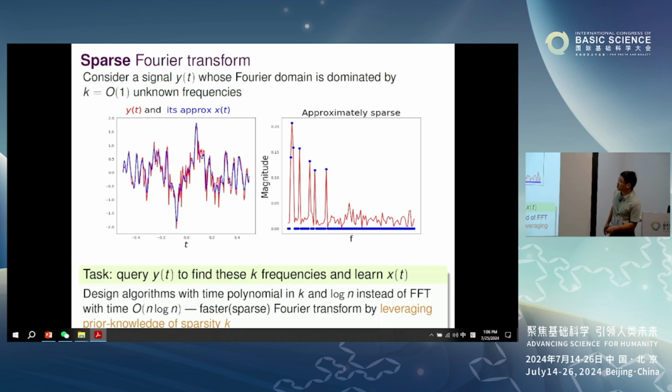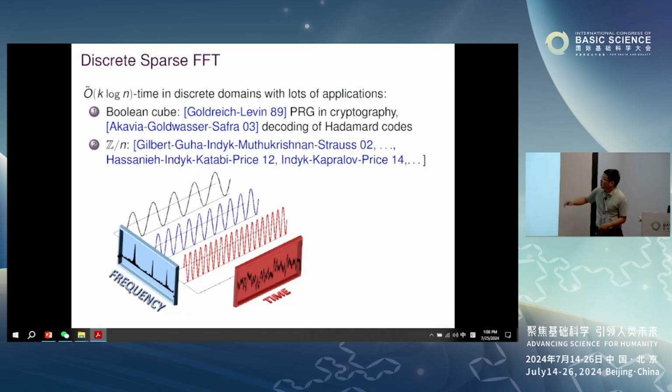So this is the basic problem. Let's review some previous results about the discrete setting. In the discrete setting, we have successfully obtained a running time of k log n, or tilde k log n. The tilde hides some small minor factors, but basically we get the correct running time k log n.